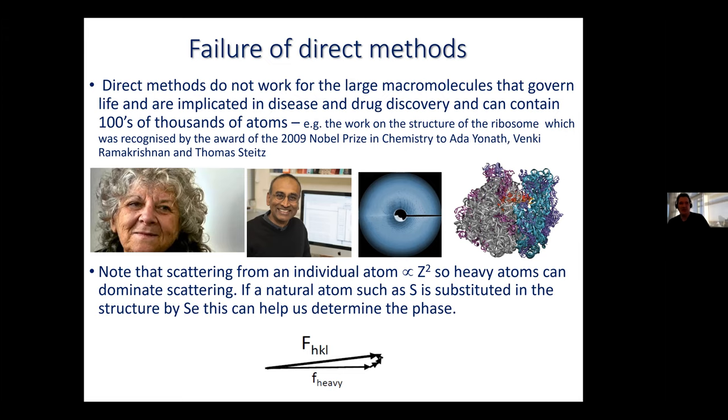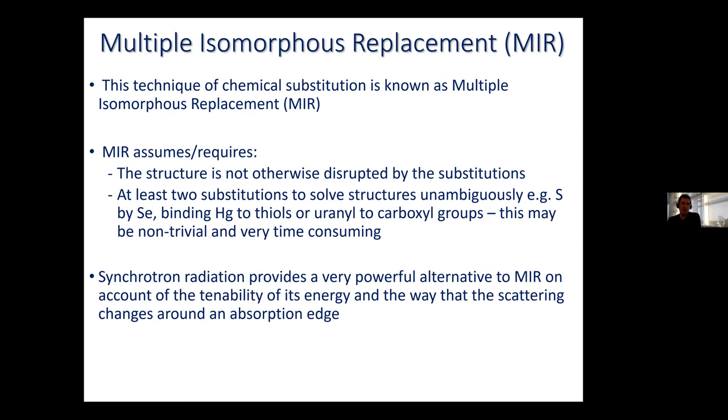And so it's relatively straightforward to take biological molecules, proteins, for example, and replace the sulfur by the selenium in the structure. And now the structure factor from the unit cell will be dominated by the selenium. So this technique is known as multiple isomorphous replacement. It's been in existence for decades. And what it requires is clever and patient chemists to replace two different atoms in the structure by a heavier atom. Sulfur for selenium is one common substitution, but also to bind to particular sites in the structure other heavy atoms. So for example, the atom mercury commonly binds to sulfur in the structure, to thiols, or uranium in form of salts can bind to carboxylic acid groups in the structure.